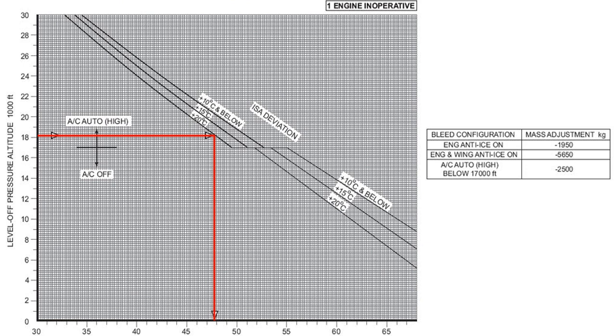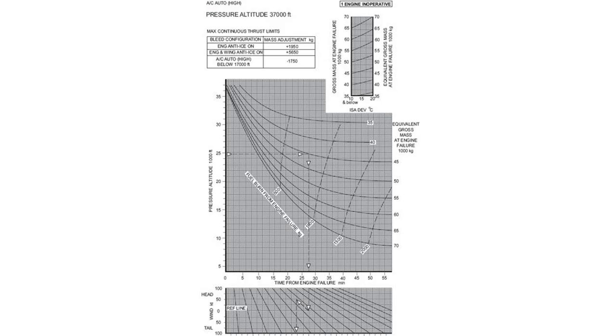Simply enter the graph with the level off altitude that is required, and the graph will show the mass that the aeroplane will need to be at in order to level off at that altitude. In the example, in order to level off at 18,000 feet, the aeroplane would need to have a mass of just under 48,000 kilograms. If this is not possible, then other graphs, shown on page 41 to page 44 of CAP 698, must be used.